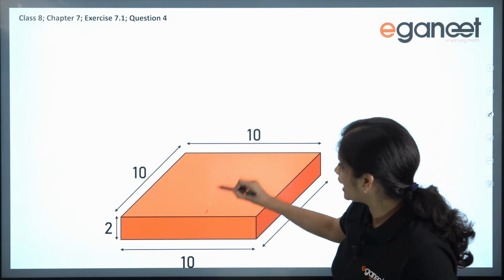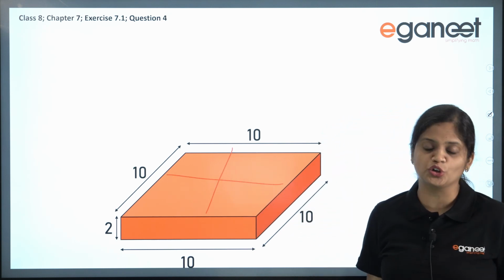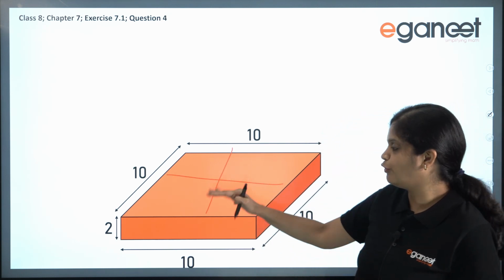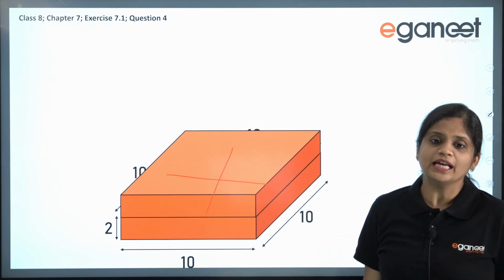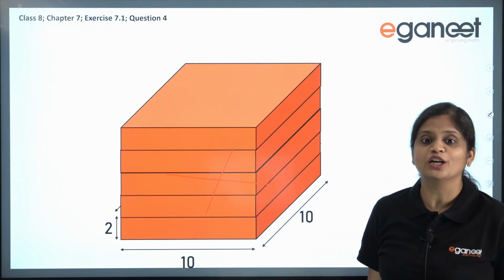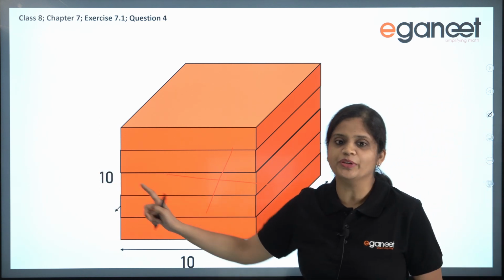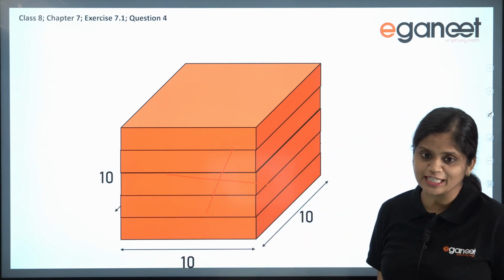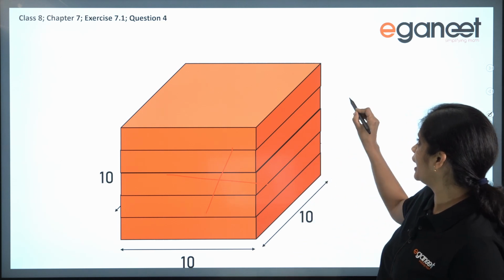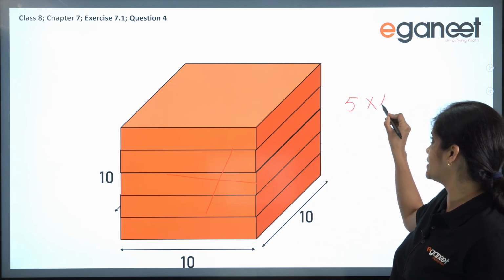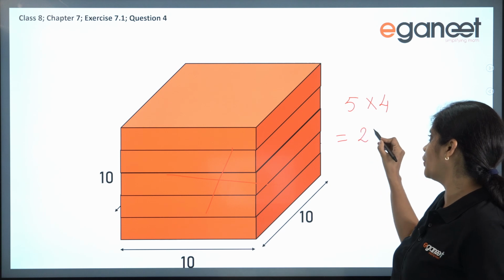Remember that this slab is also made up of 4 cuboids. Let us place 4 more cuboids and have how many layers? 5 layers. So now the length, the breadth and the height are all 10 centimeter. Remember, here we have 5 layers of 4 cuboids each, and hence the number of cuboids is 20.